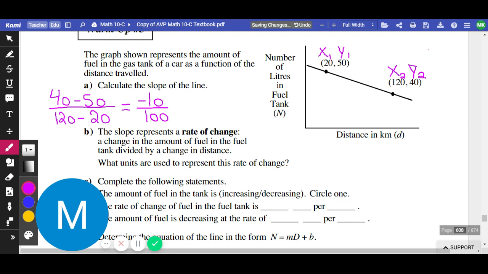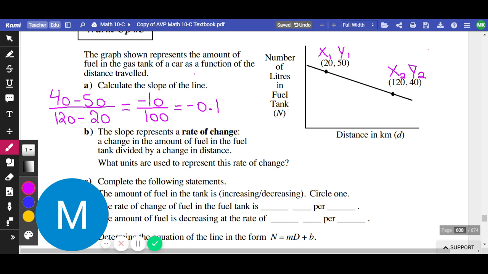If you change that into a decimal, it's negative 0.1. So it doesn't calculate into a nice number, but it is a decimal that terminates. So I'm okay with leaving it like that. Especially for these rate of change questions, it helps a bit.